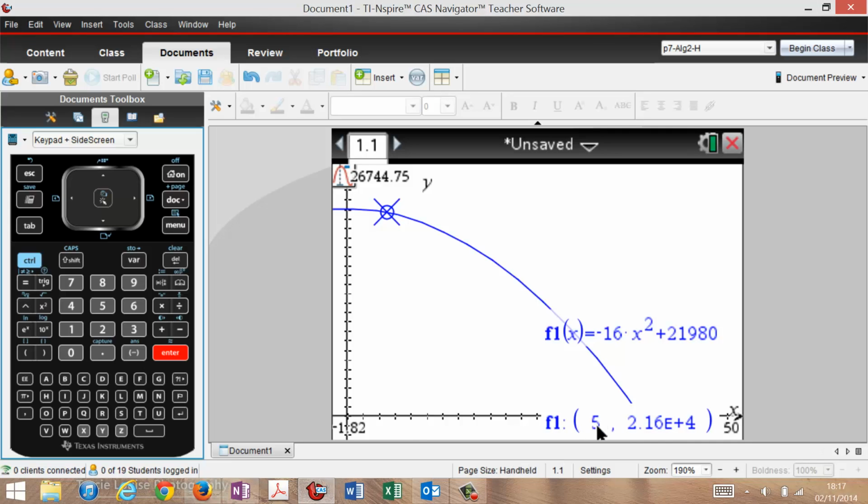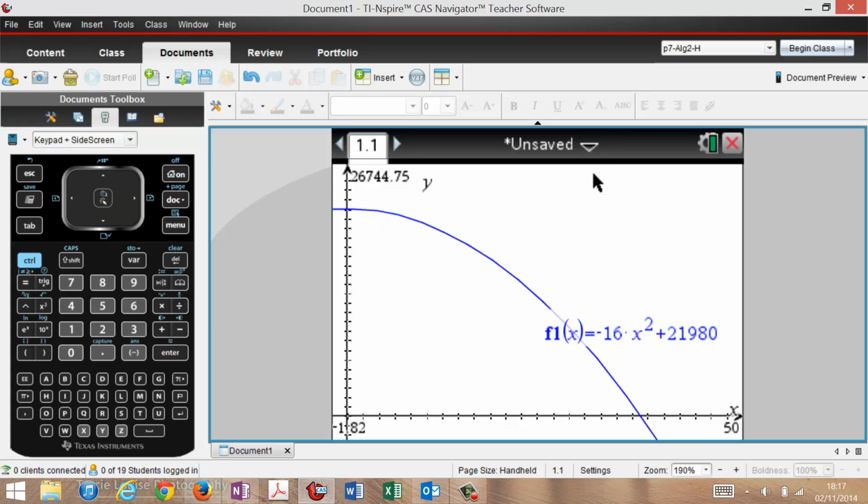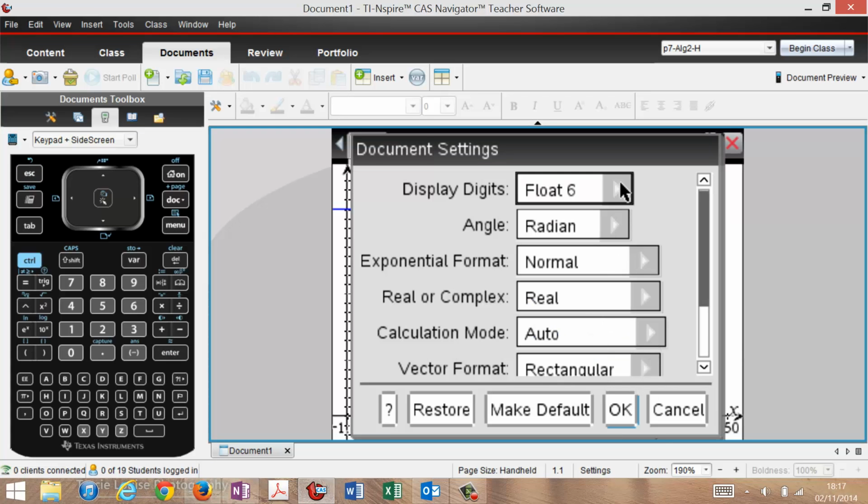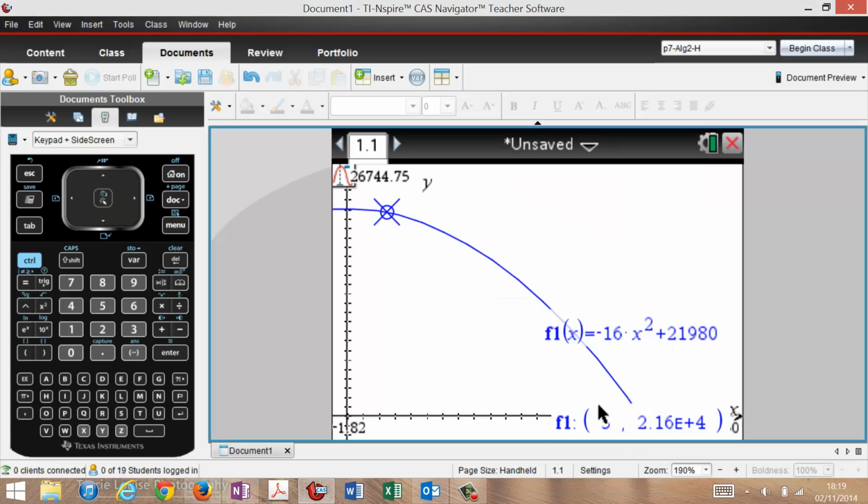I don't like that. Let's change the default so that never happens again. So I'm going to escape, pretend like we didn't do that. I'm going to go into this drop down and go to settings and change the document settings. Let's change my display digits to, hang on, I'm going to confirm this works. Kidding, back out of that by hitting escape. I found it, and I'm excited I found it.